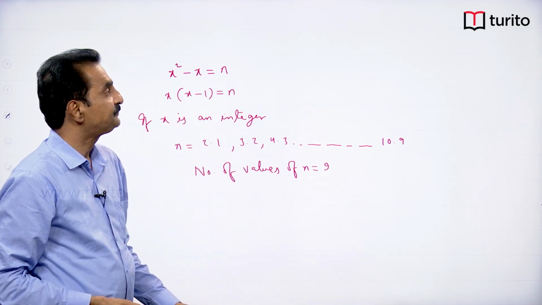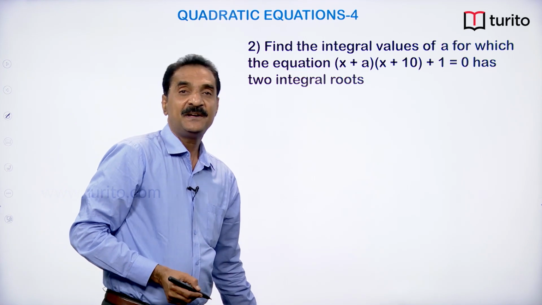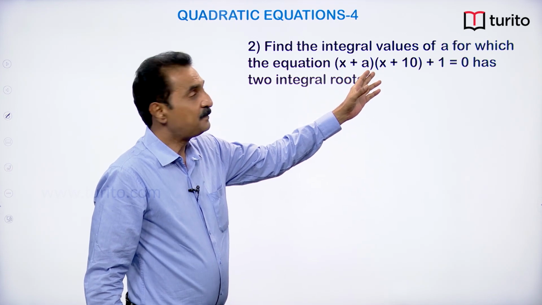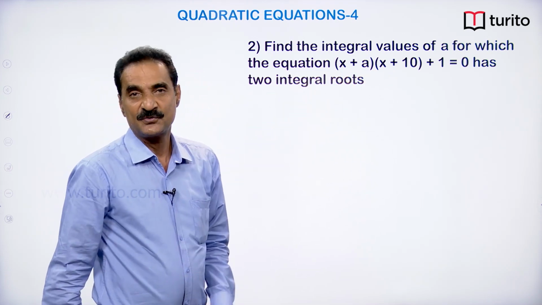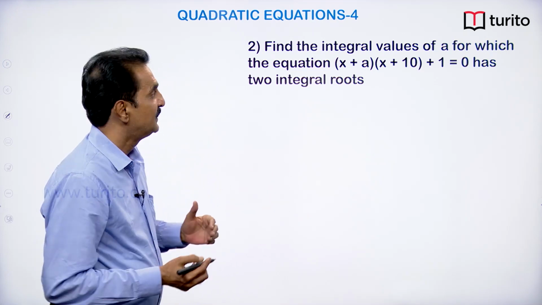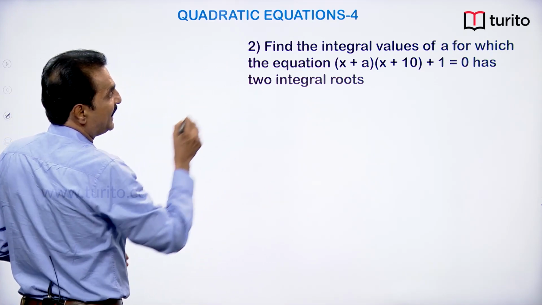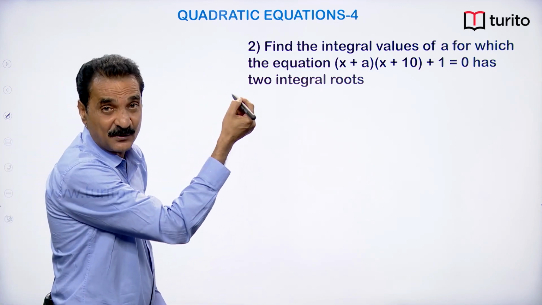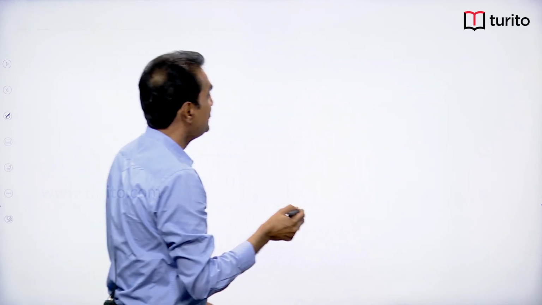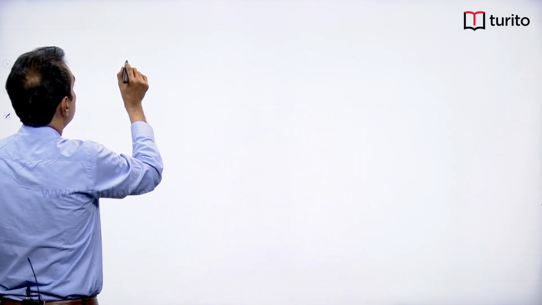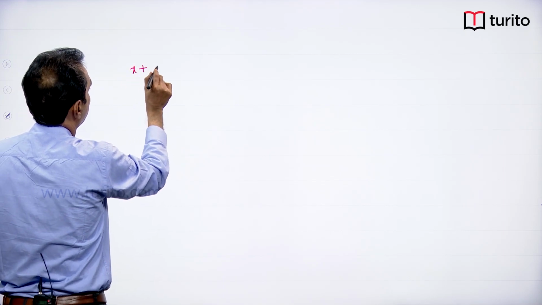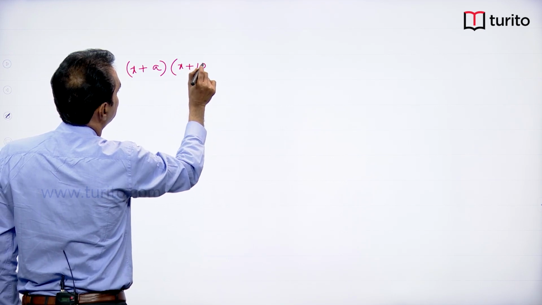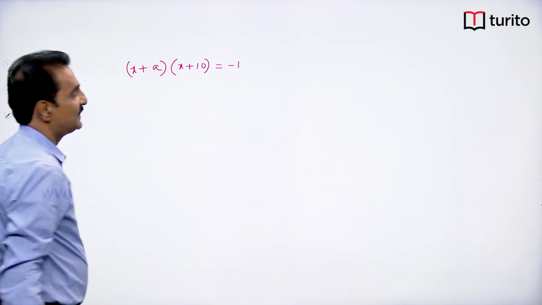Next question, find the integral values of a for which the equation x plus a into x plus 10 plus 1 is equal to 0 has two integral roots. Again the approach is different. You can write that equation as x plus a into x plus 10 is equal to minus 1, taking 1 to the right hand side.